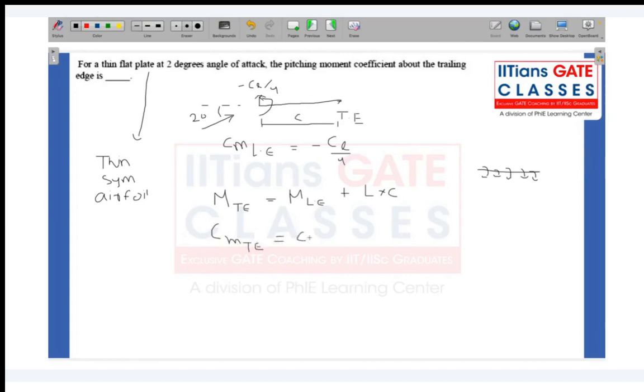leading edge plus CL for that matter. So coefficient of moment at the leading edge is minus CL by 4 and plus CL. So this will be nothing but 3CL by 4.